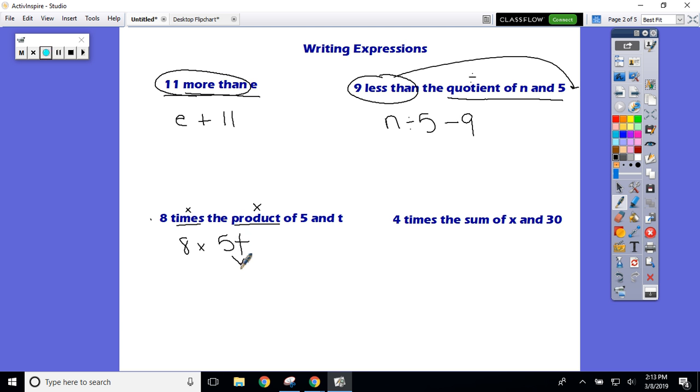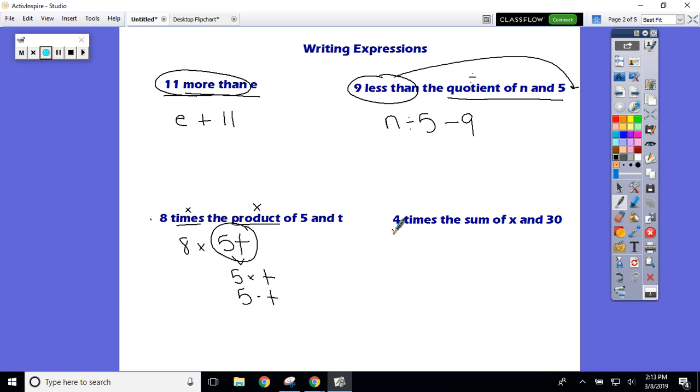And here we have 5t, and we talked about how we used to write it 5 times t, but this is going to be the better way in algebra. So we have 8 times the product of 5 and t.